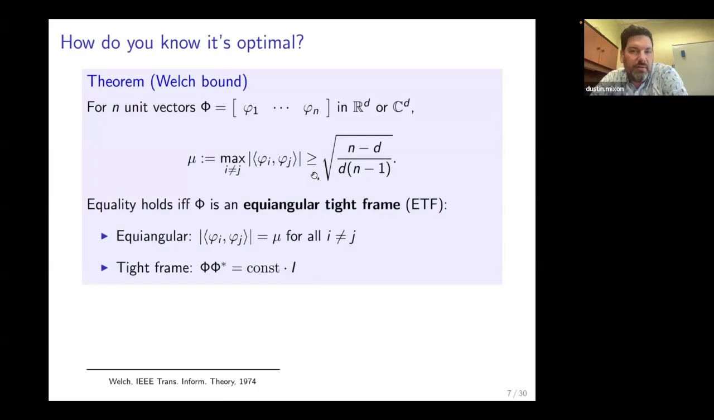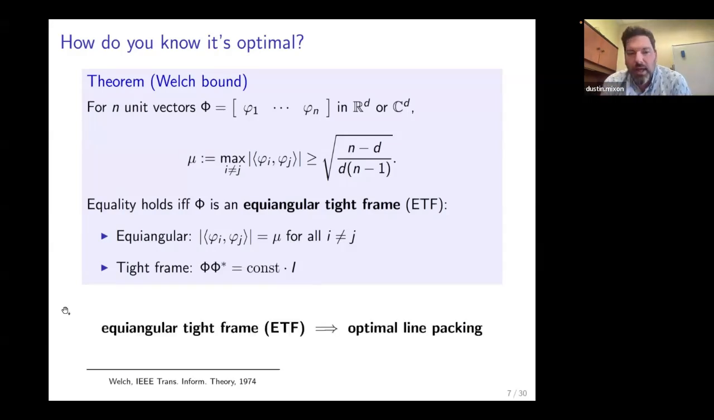And this characterizes equality in this lower bound. Since you achieve equality in that lower bound, it means everything else has equal or worse coherence to you. So you have minimum coherence. So you're in optimal line packing. So if you're equiangular and tight, then you're in optimal line packing.